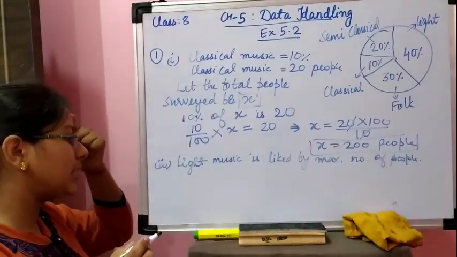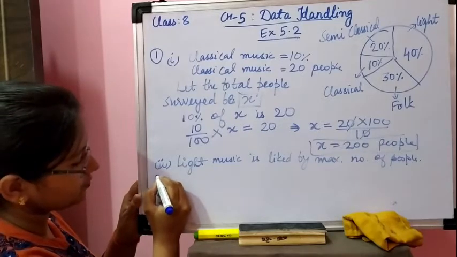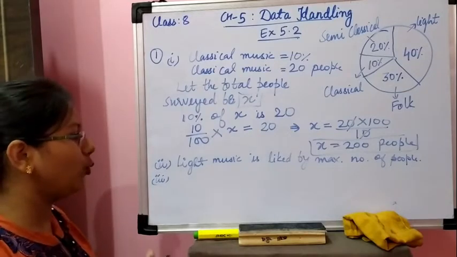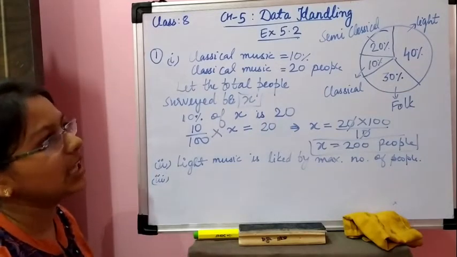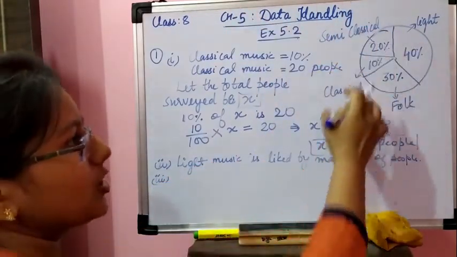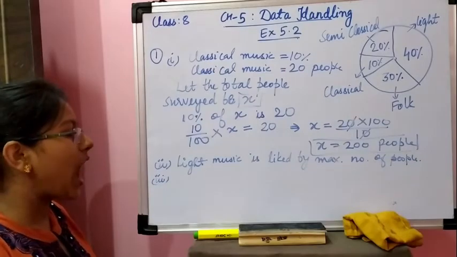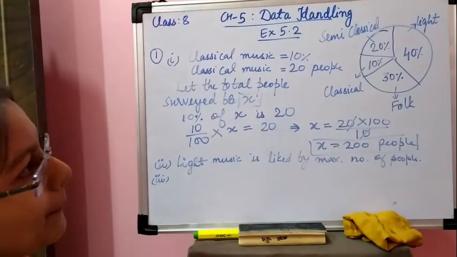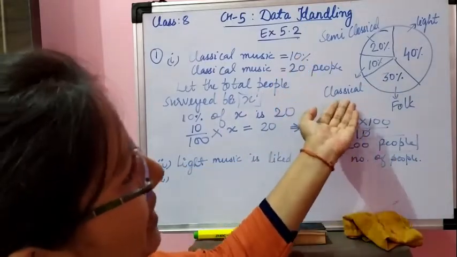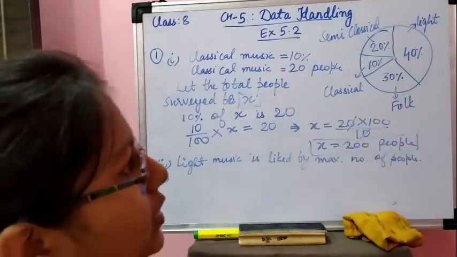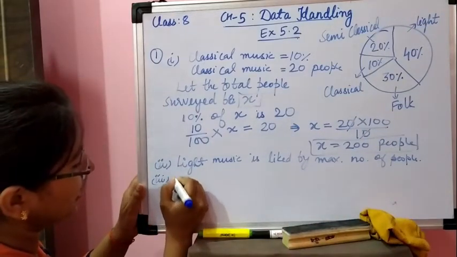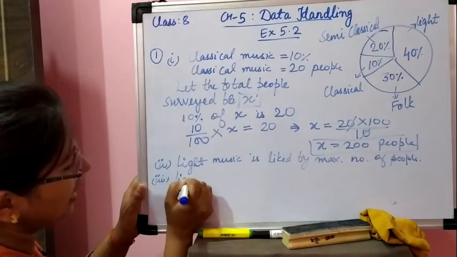Now similarly the third part is that if a cassette company were to make 1000 CDs as per the choice of people, how many of each type would they make? That means out of that 1000, how many CDs will be semi-classical, how many classical, how many folk, and how many light music. So for that, let's find out first of all for light music.